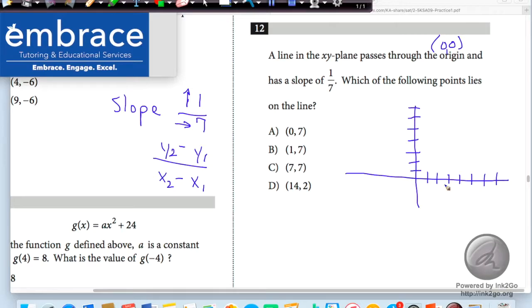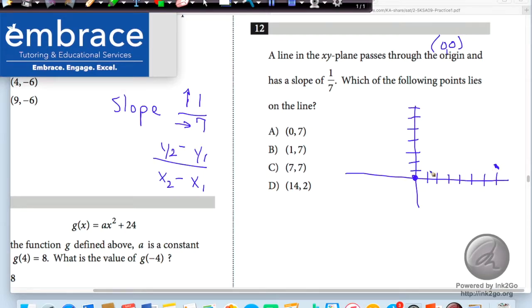So if I do this, then I know that I'm going to be passing through the origin. So there's my 0, 0 mark. And I know I'm going to go up 1 and over 7. So notice this is my x, this is my y. I'm going to go up 1 and over 7: 1, 2, 3, 4, 5, 6, 7. So one of my spaces will go here.